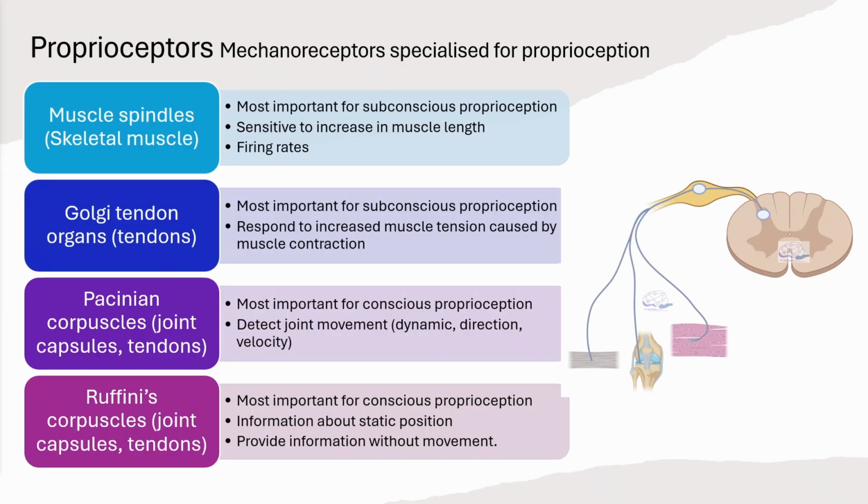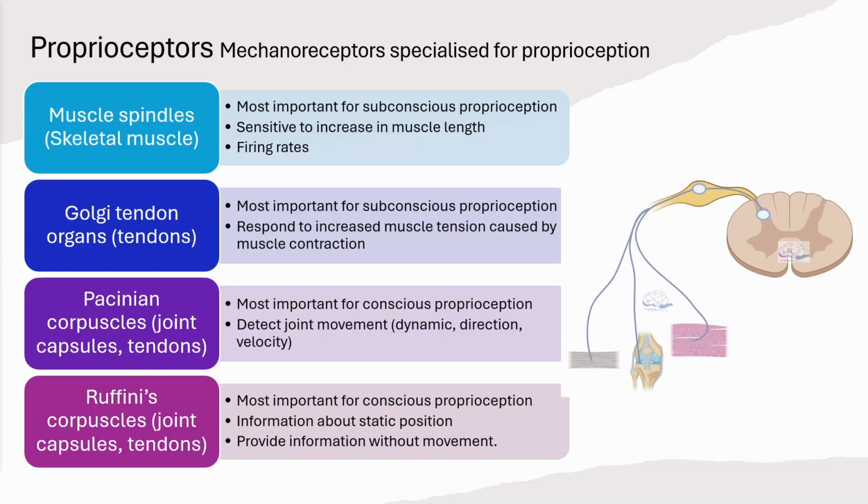Now, proprioception is sensed by proprioceptors, and these are mechanoreceptors specialized for proprioception. And there's four main types. The first is the muscle spindles, and these are most important for subconscious proprioception. These are in the skeletal muscles, and they're sensitive to an increase in muscle length, and also sensitive to an increase in muscle firing rate.